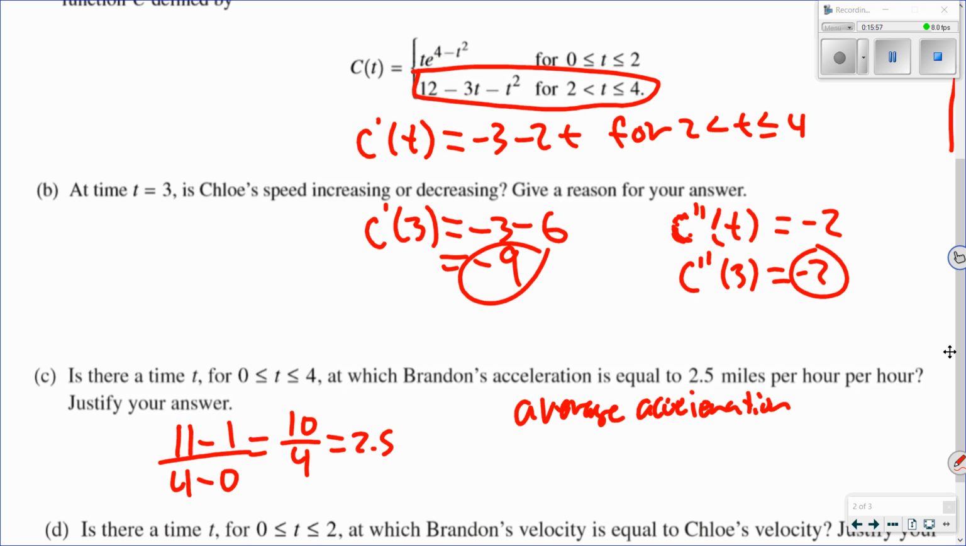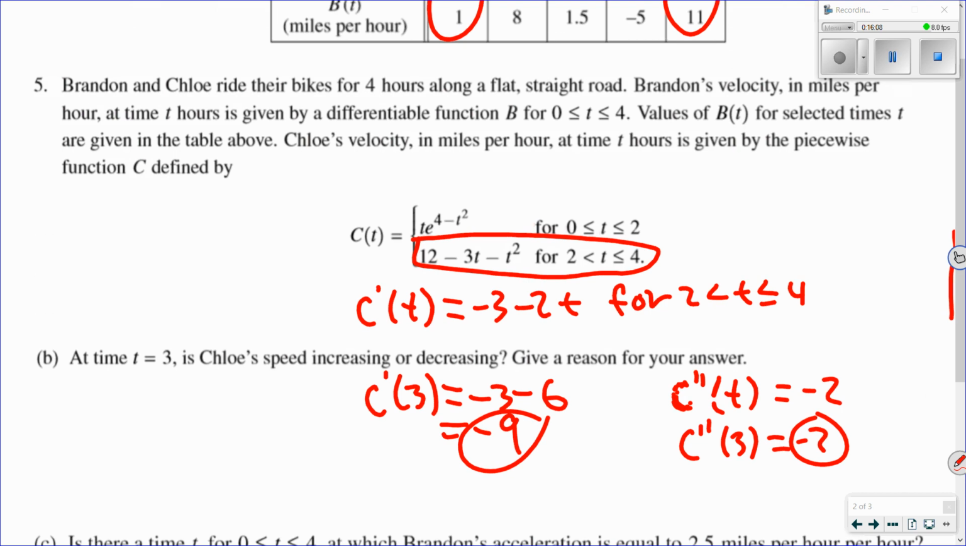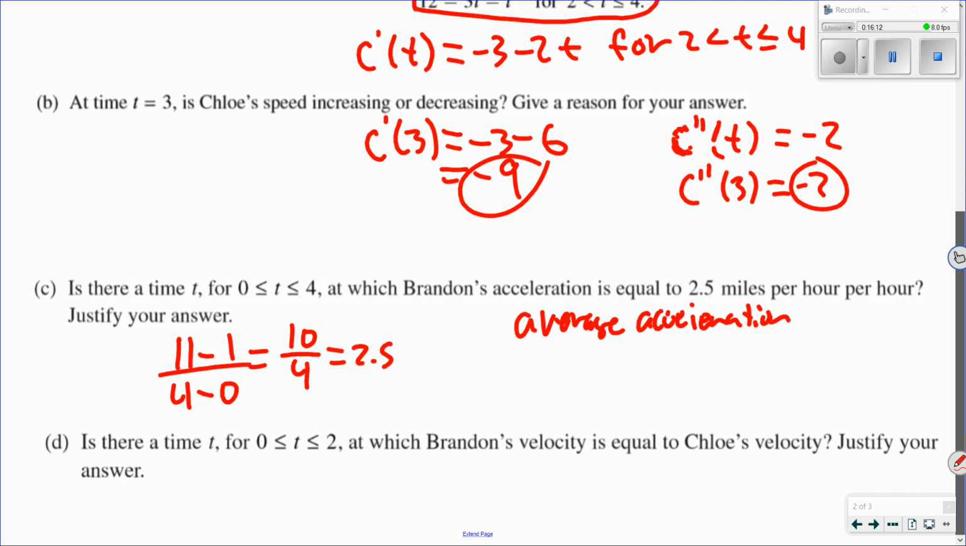The question is, is there a time between there? Well, if you go up above, it tells us that b is a differentiable function. That means it's continuous. So I'm not going to write this down, but my justification would be, I know the function is continuous because it's differentiable, so by the mean value theorem, if the average is 2.5, there has to be some point between 0 and 4 where the acceleration has to equal 2.5.